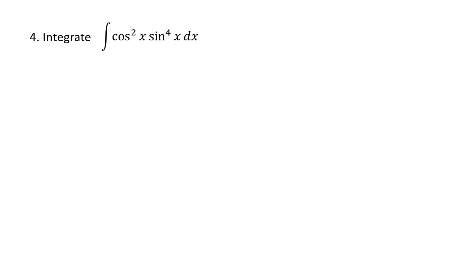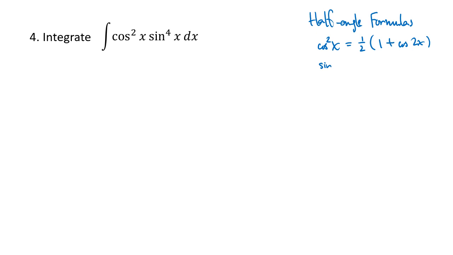Okay, so what do we do when both of the powers are even? Here we use yet another trig identity, and in this case we use what we call the half angle formulas. There are two of them, one for sine and one for cosine. The half angle formula for cosine says cosine squared of x is 1/2 times 1 plus cosine of 2x. Sine squared of x is 1/2 times 1 minus cosine of 2x. So we've got those two formulas, and those are going to be what we use to convert this integral into an easier to use integral.